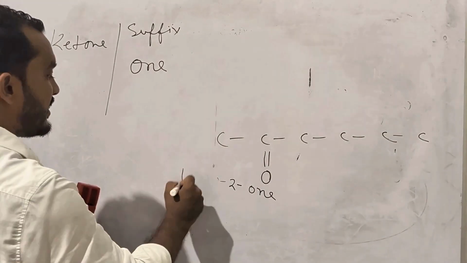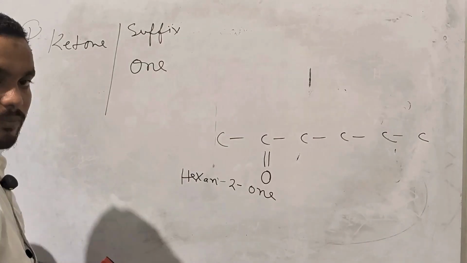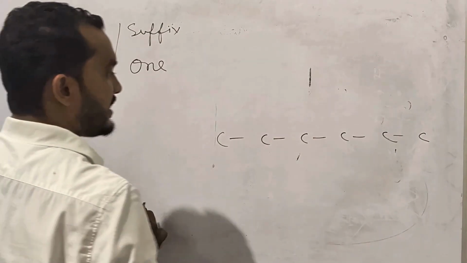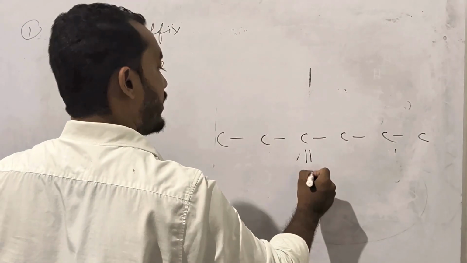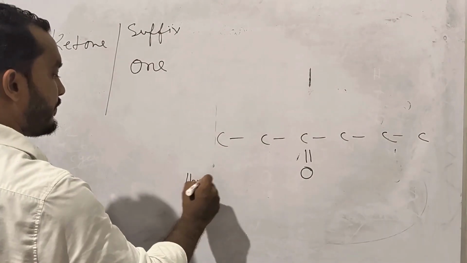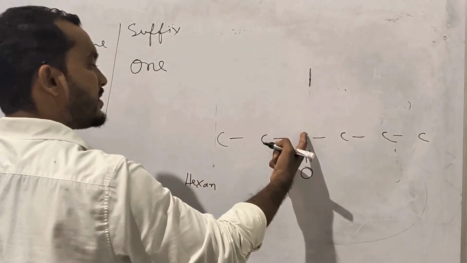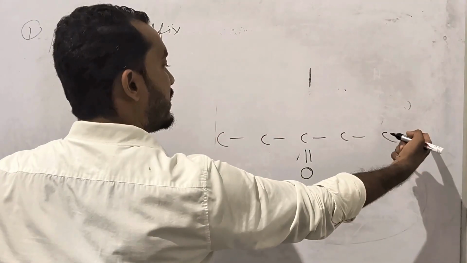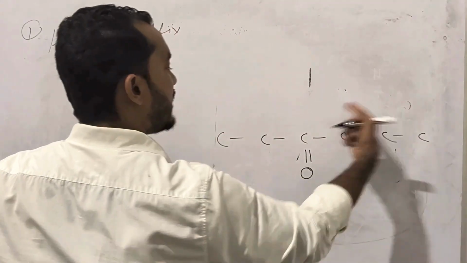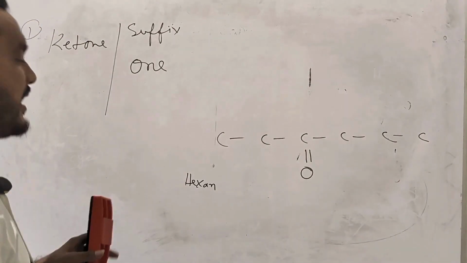If you just add one more carbon here, it will be hexan-2-one. Now if you place this double bond O here itself, the position is changed. If you count from here, it is in third position. If you count from there, it will be in the fourth position. So always we have to select the lowest one.